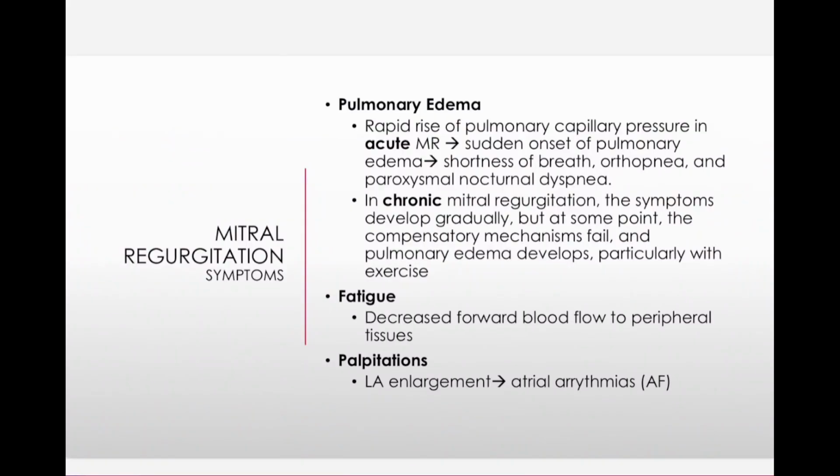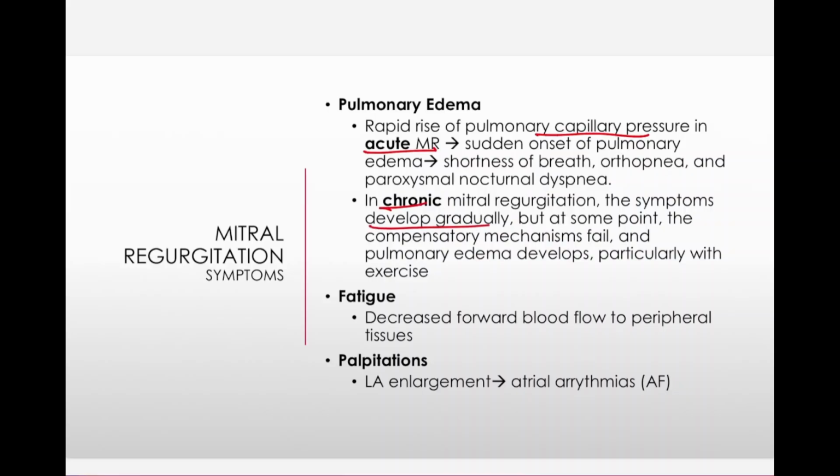Pulmonary edema: a rapid rise in pulmonary capillary pressure in acute MR, so they get sudden onset of pulmonary edema, shortness of breath, orthopnea, and so forth. So this is acute MR. There's no compensatory mechanism in place. The heart hasn't dilated. There's no change in the hemodynamic shape. So it all backs up immediately to the lungs: flash pulmonary edema.